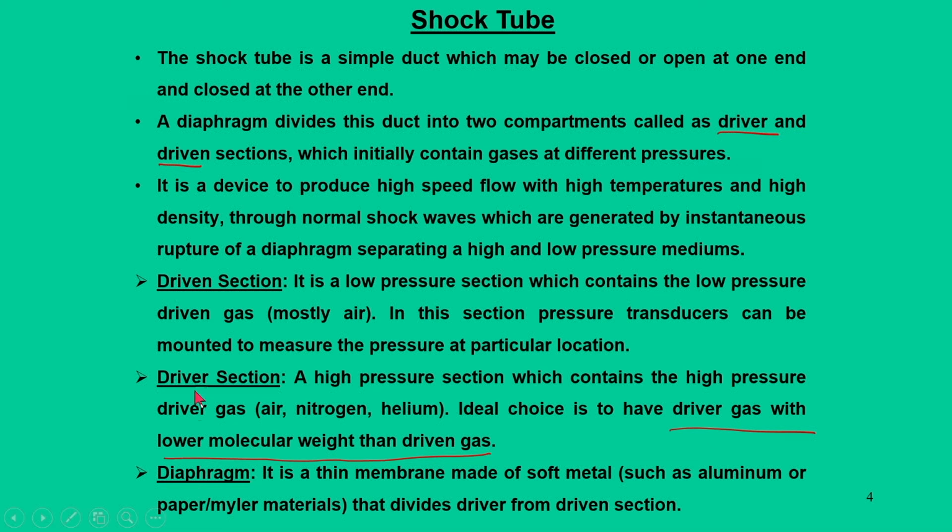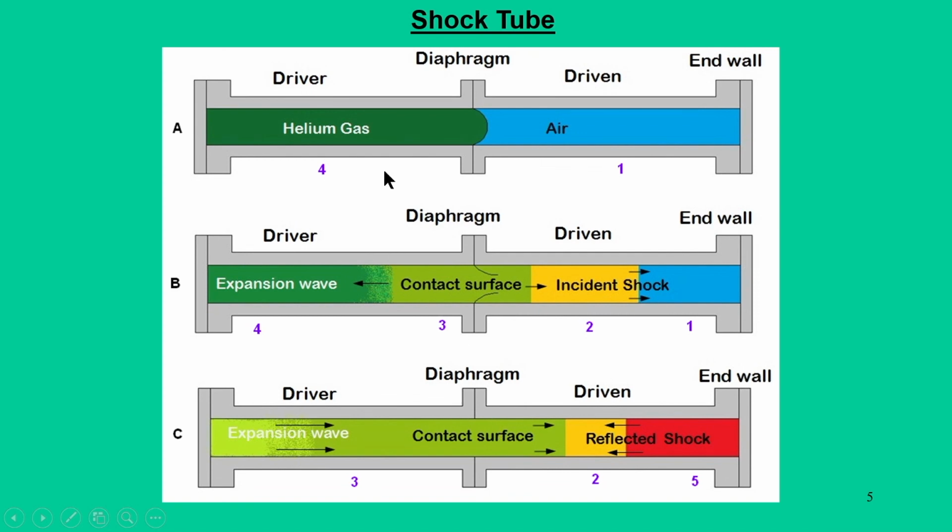Then we have a diaphragm which separates the driver and driven sections, and this diaphragm could be a metallic one such as aluminum, or it could be paper or mylar type. That means, we can have multiple layers of paper or mylar materials, just to sustain the pressure difference between the driver and driven sides. This is what the complete picture is all about. Just to show you three situations of a shock wave.